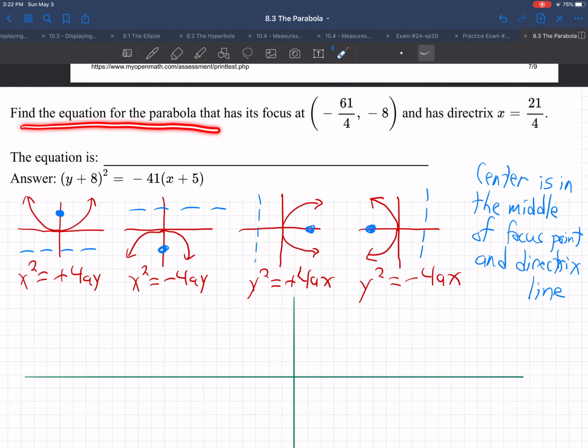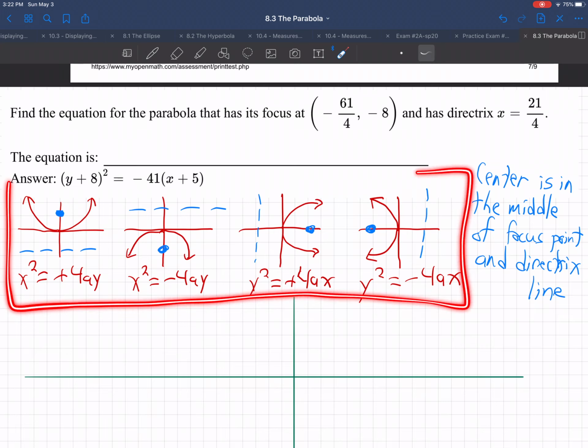Find the equation for the parabola that has this focus point and this directrix line. So, and there's the answer already. How'd they come up with that equation? Well, to begin with, we have to remember these four directions of a parabola.